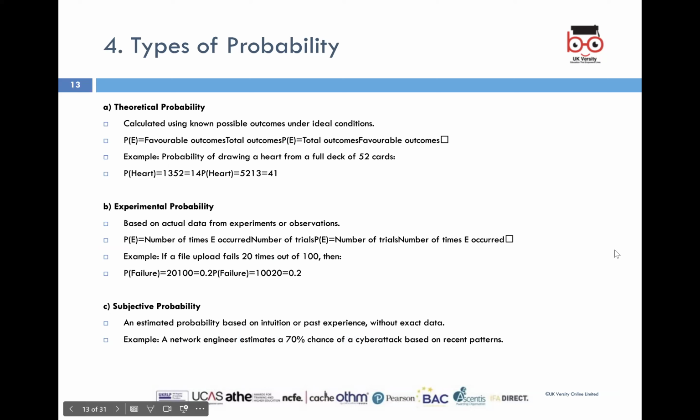Theoretical probability is calculated using known possible outcomes under ideal conditions. For example, P(E) equals favorable outcomes over the total number of outcomes. An example of this is the probability of drawing a heart from a full deck of 52 cards. P(heart) equals 13/52, which equals 1/4.